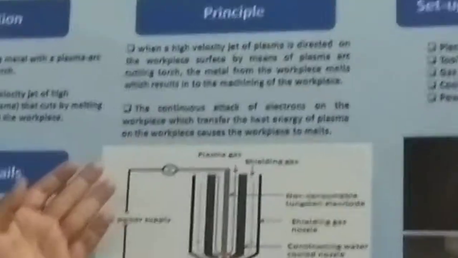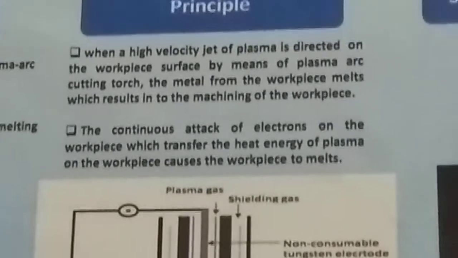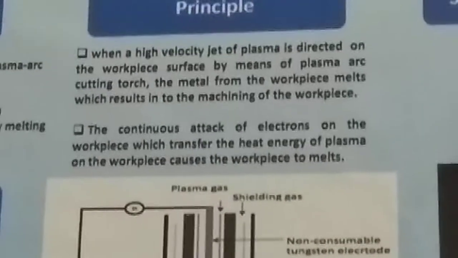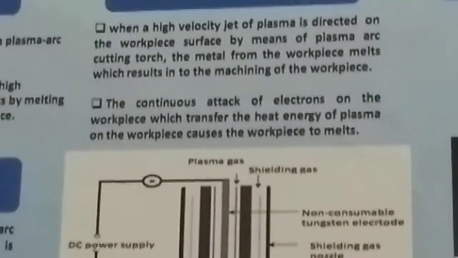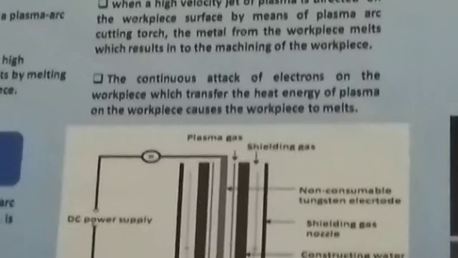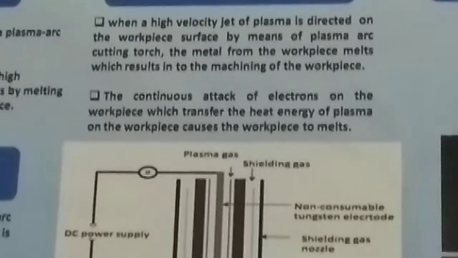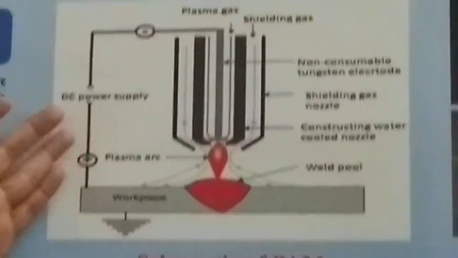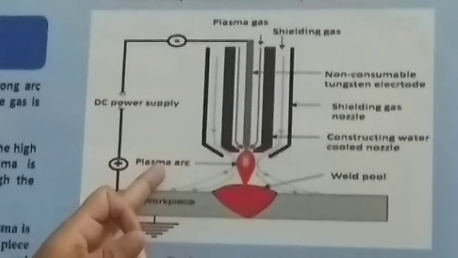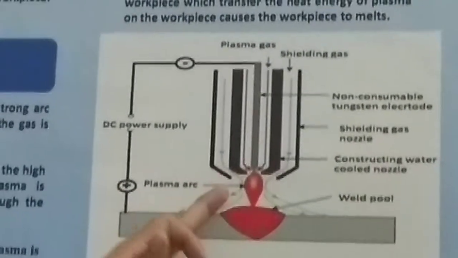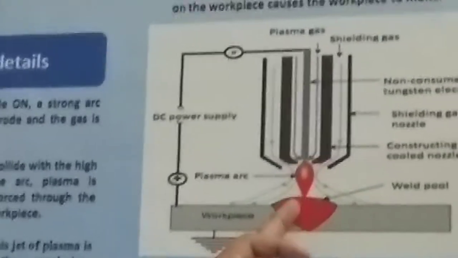Then we move towards the principle of plasma arc machining, in which a high velocity jet of plasma is directed on the workpiece surface by means of a plasma arc cutting torch, and the metal from the workpiece melts, which results in the machining of the workpiece. The continuous attack of electrons on the workpiece, which transfer the heat energy of plasma to the workpiece, causes the workpiece to melt. This is the schematic of plasma arc machining, in which normally we use a DC power supply. Here a plasma arc of high velocity is generated, which strikes on the workpiece and machines the surface of the workpiece.